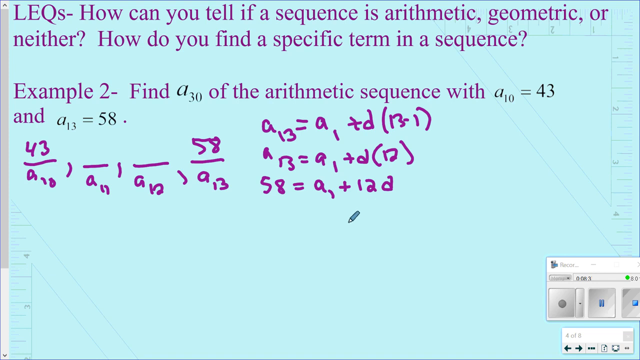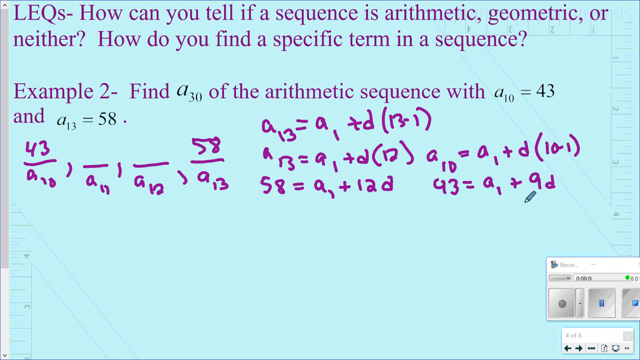Now, keep in mind, I can do that again with the 10th term. So I can substitute a sub 10 into the explicit formula: a sub 1 plus d times 10 minus 1. And I know a sub 10, that's 43. So 43 equals the first term, which I still don't know, plus 10 minus 1 is 9, so 9d. Okay, so again, I still have two different variables here that I need to solve for.